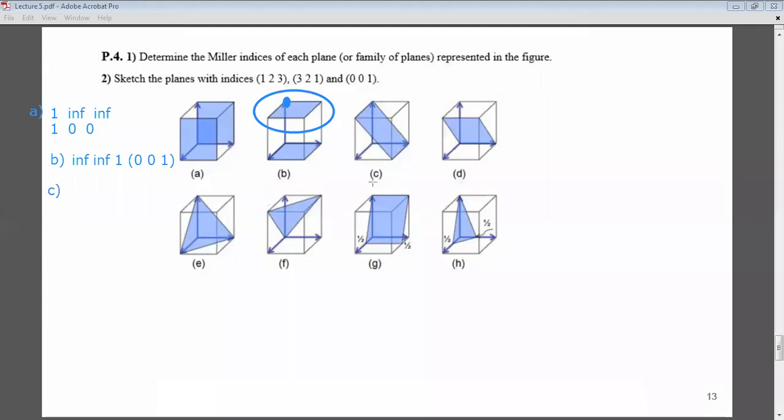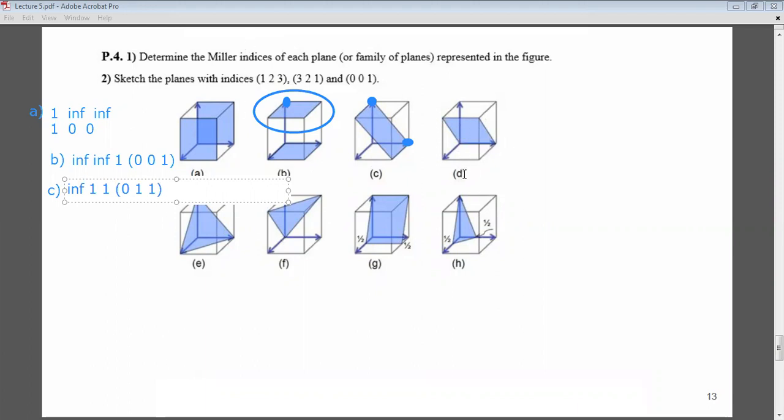Okay, C, it doesn't hit the x-axis, so infinity. It hits the y-axis at 1, and it hits the z-axis at 1. So I have infinity, 1, 1. So the Miller indices are, I just take the reciprocal. So this will give me 0, 1, 1, as simple as that. Some of them are simpler than others. Okay. Now this one, for example, is a bit difficult to visualize.